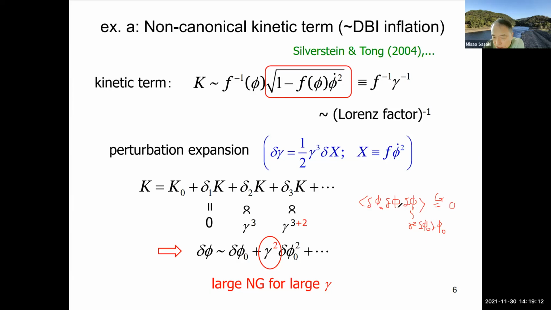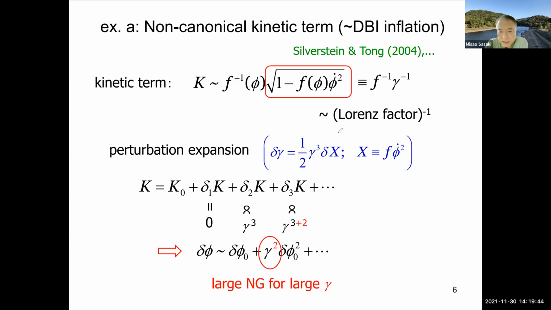So at leading order, you will have the four-point function, which is of course non-vanishing if you take, for example, the weak contraction between these two fluctuations. Then the result will be proportional to gamma squared. So this means it is important to consider the three-point function as a leading order effect of this non-Gaussianity.